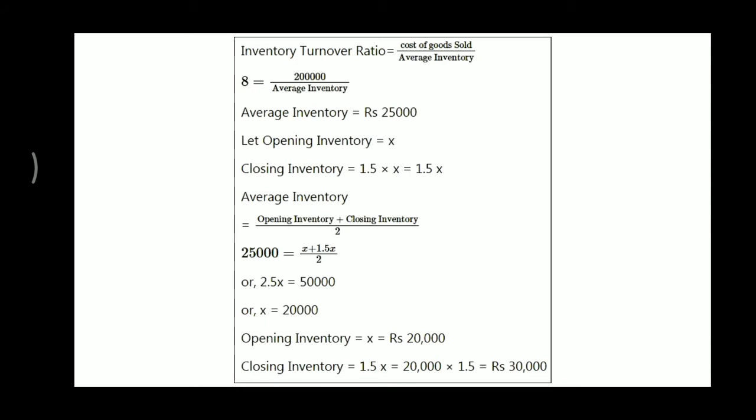So if we cross multiply, we are getting 2.5x is equal to 50,000. So the value of opening inventory we are getting as 20,000. If opening inventory is 20,000 and closing inventory is 1.5 times, we'll multiply 20,000 with 1.5. So the value of closing inventory we are getting is 30,000. So in this way, the value of opening inventory is 20,000 and the value of closing inventory is 30,000.